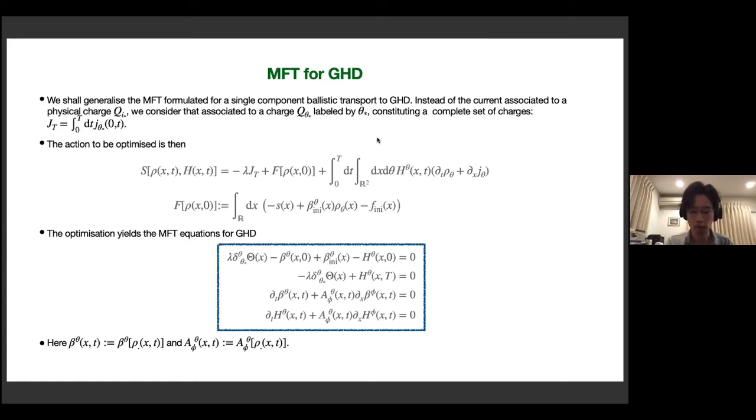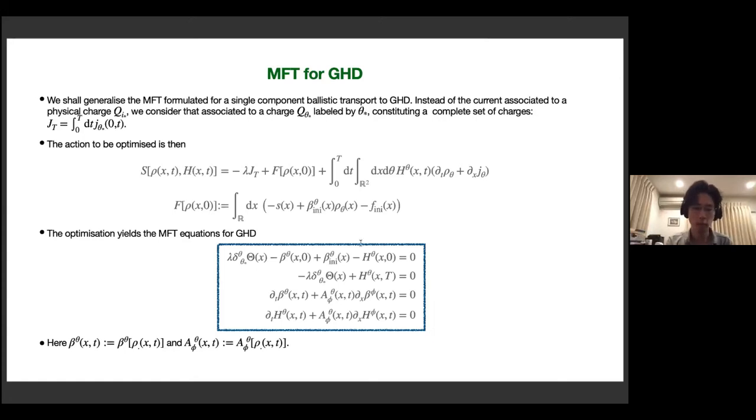And that would make calculations slightly simpler, so I'm going to do it. But just to let you know that once you have the scaled cumulant generating function, all the cumulants I'm going to compute, you can reproduce those associated to the physical charge immediately. Okay, so these are again MFT equations to be optimized, and these are a bunch of MFT equations.